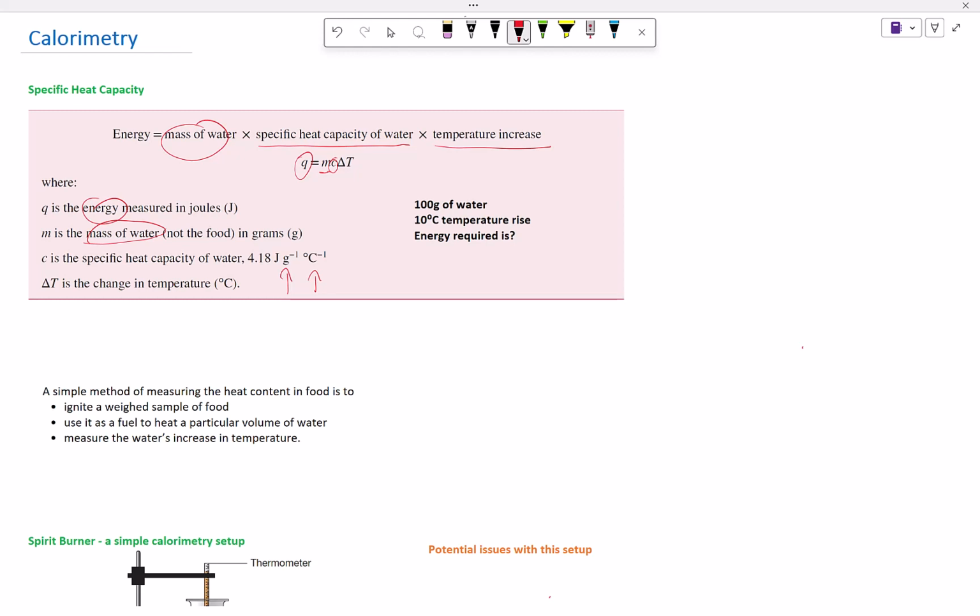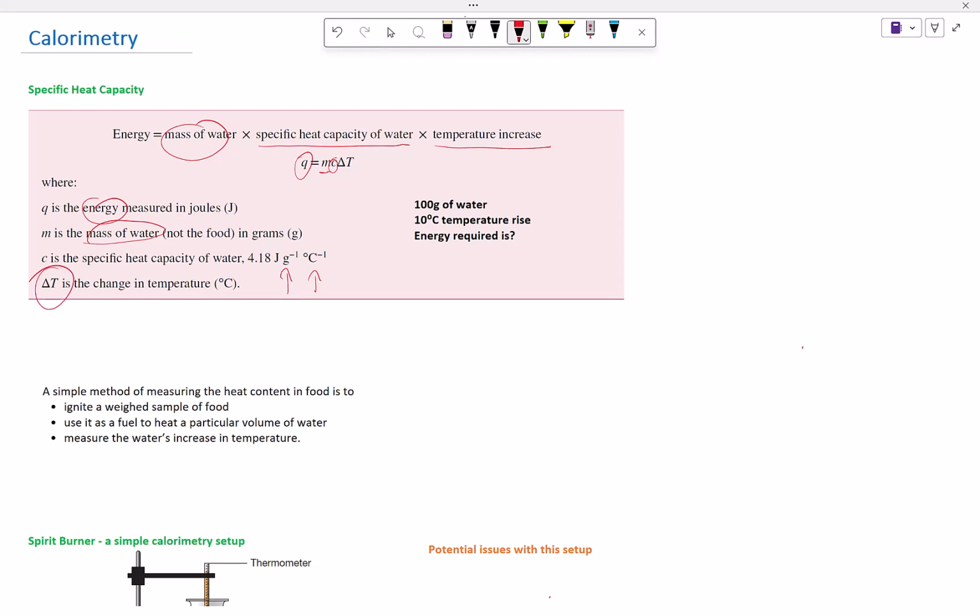It means if we're putting energy into the system, if I'm going to heat 1 gram of water by 1 degree, it's going to take 4.18 joules. That's what that means. The delta T is a change in temperature.